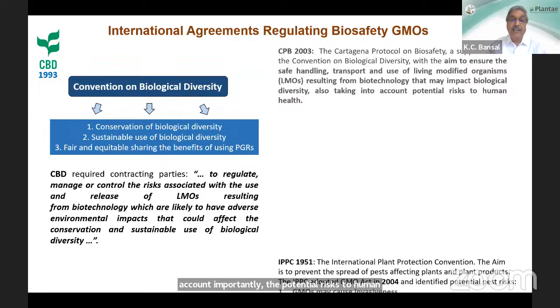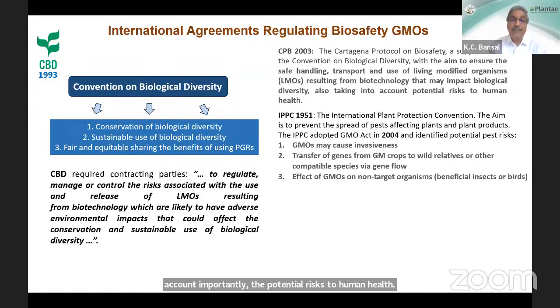The next international agreement is the International Plant Protection Convention, IPPC, which came into force in 1951. And the aim of this particular convention is to prevent the spread of pests affecting plants and plant products. So therefore, IPPC adopted a GMO Act in 2004 and identified certain potential pest risks of GMOs.